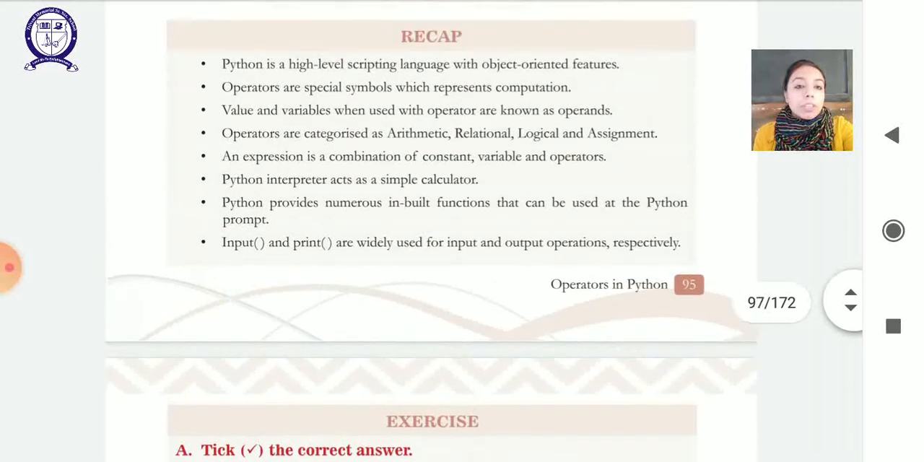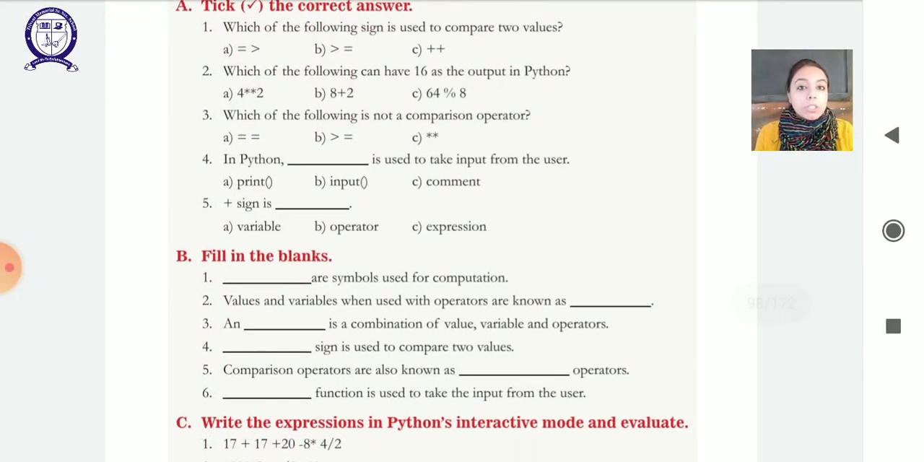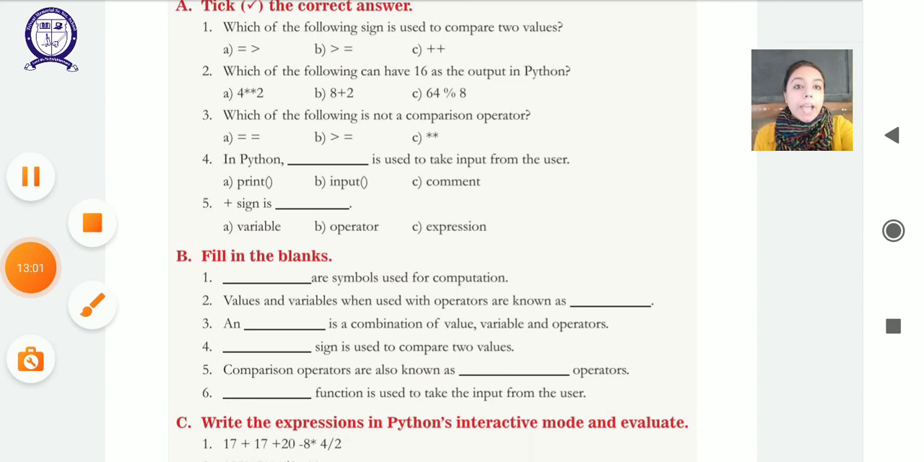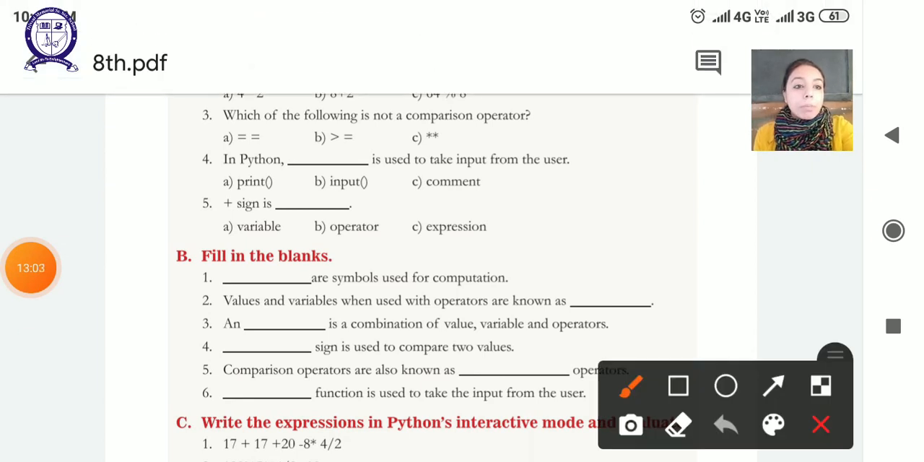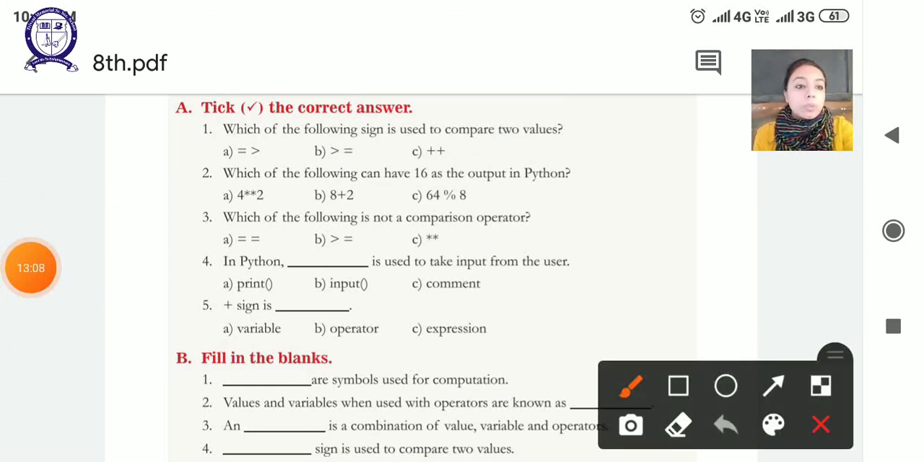So with this we have completed the chapter. We have the exercise part now. The first question says, which of the following is used to compare the two values? For comparison we have different operators. Here we have equal to, greater than, equal to, plus plus. Plus plus is not an operator. The A part is the correct operator.